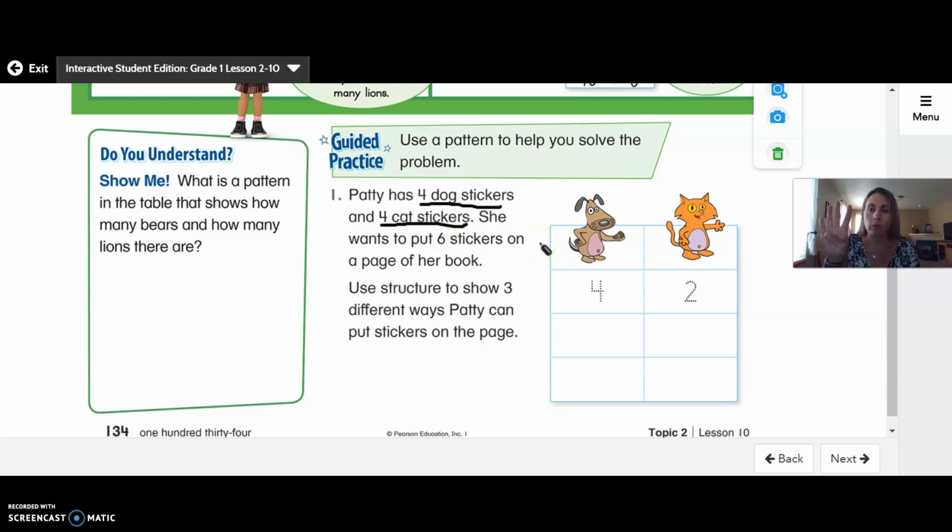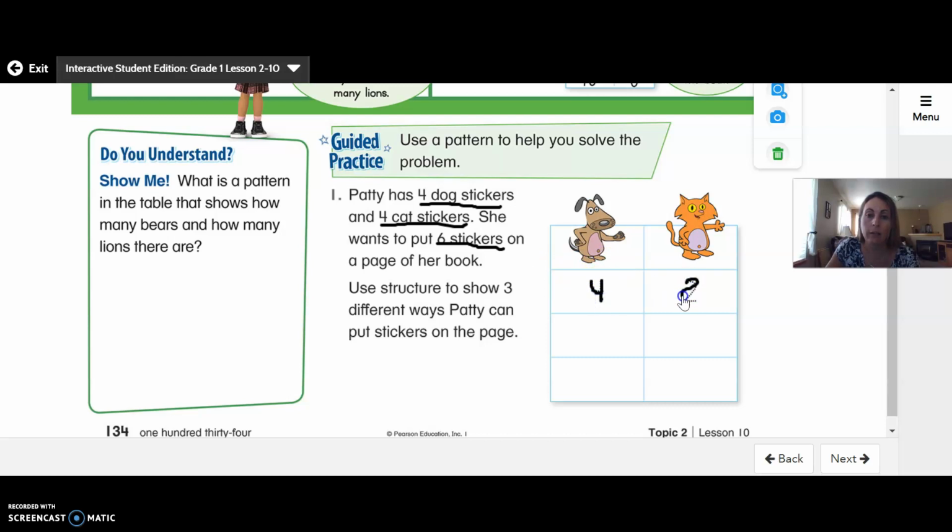All right, so she has 4 dog stickers and 4 cat stickers. Okay. She wants to put 6 stickers on a page of her book. So she only wants 6 stickers at a time. Use structure to show 3 different ways that Patty can put stickers on the page. So they gave us one way.